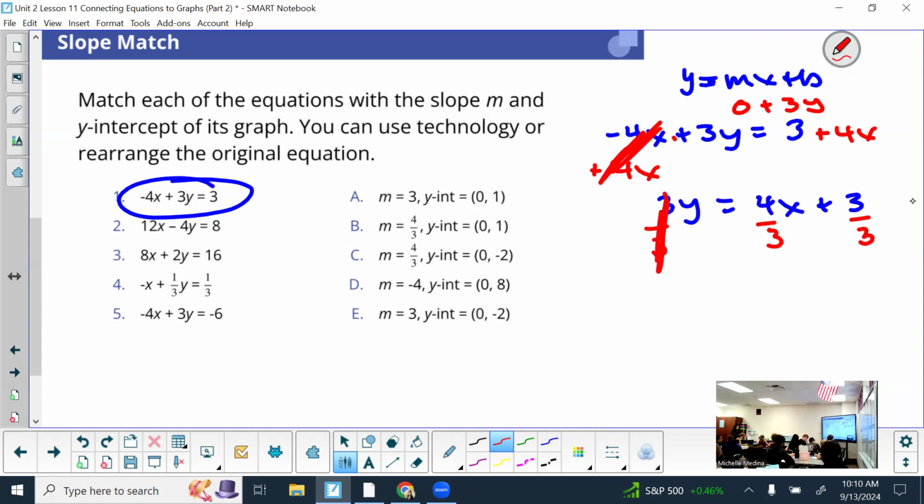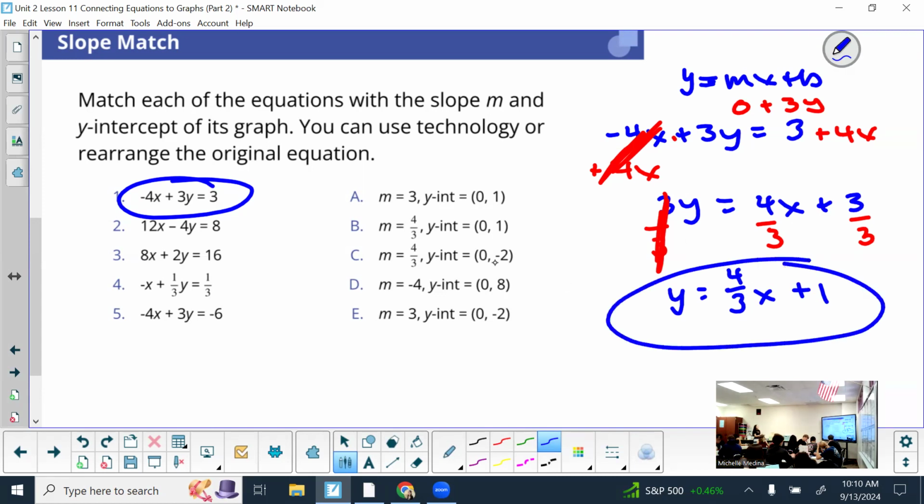And we get that y equals 4/3 x, and you can leave slope as a fraction, so long as it's simplified, and this is. And what's 3/3 simplified to? And this is like our warm up, by the way, where you divide from each term. So the correct slope. We're now between B and C for number 1. The correct y-intercept makes this answer have to be B. And 1 goes with B because of that.